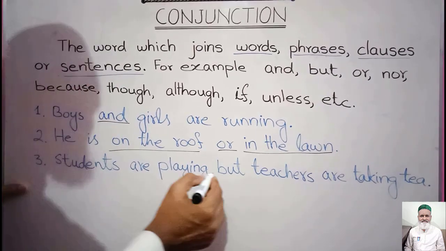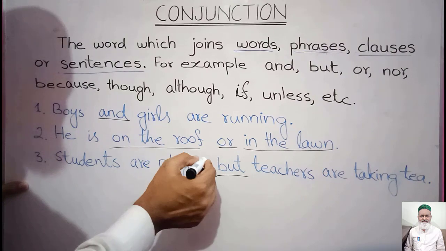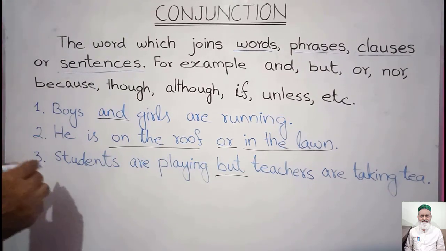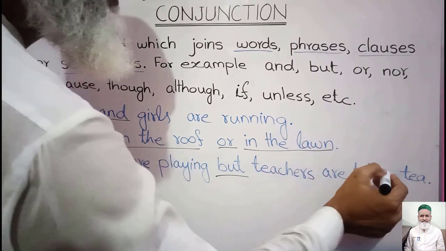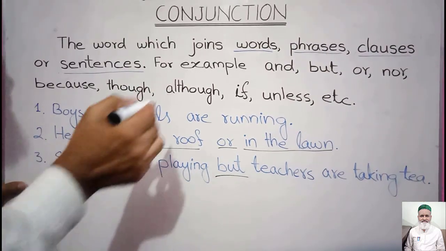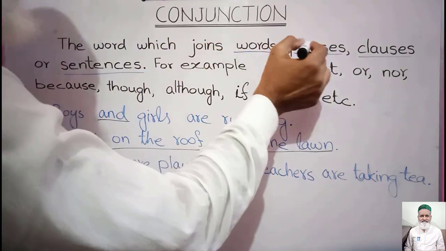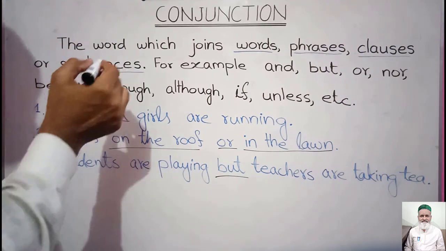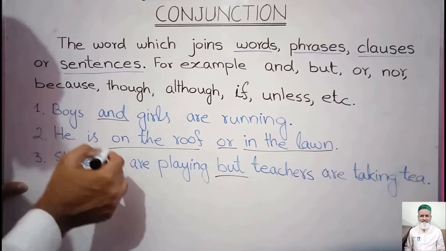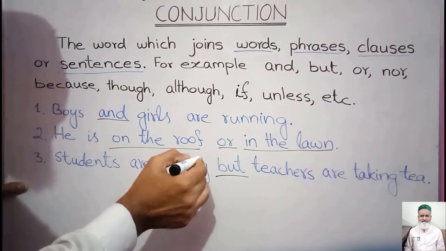In this example, this but is a conjunction, and this conjunction is joining two clauses, students are playing and teachers are taking tea. So, according to the definition, the word which joins words, phrases, clauses or sentences. So, we have seen here all three examples of joining words, phrases and clauses.